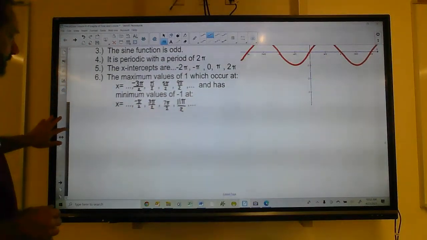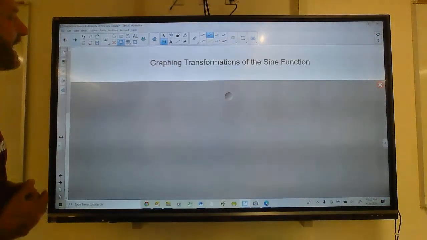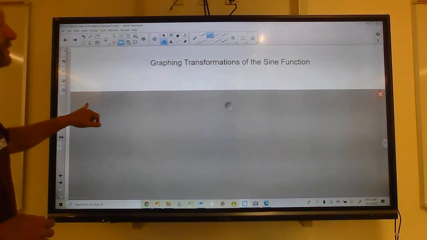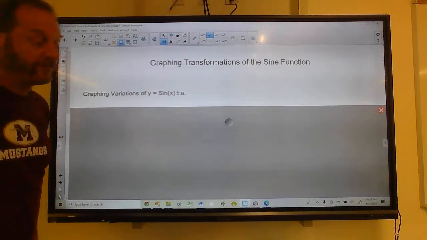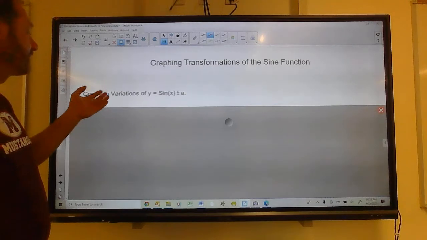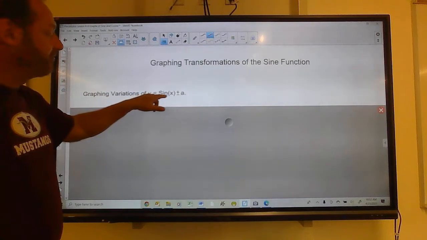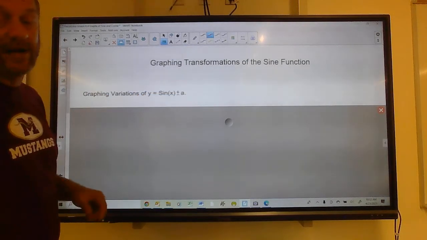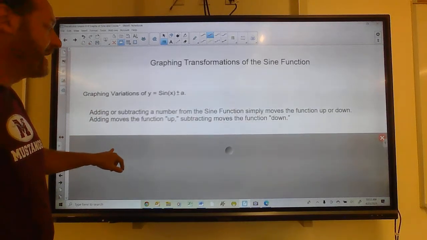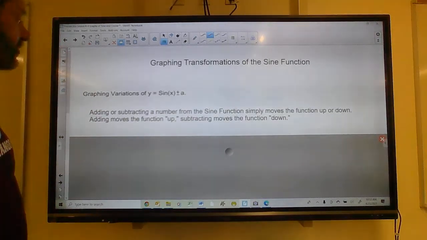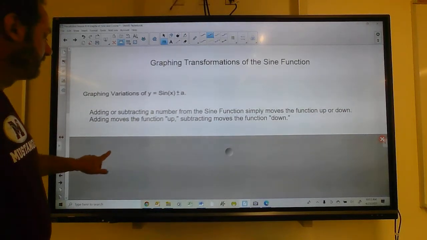Let's see here. That's all we got on that page. So graphing transformations of sine function. This goes back to last semester, graphing variation. So if I take a function and I add or subtract a number outside the function, that just moves the function up or down. If I add, it moves it up. And if I subtract, it moves the function down.